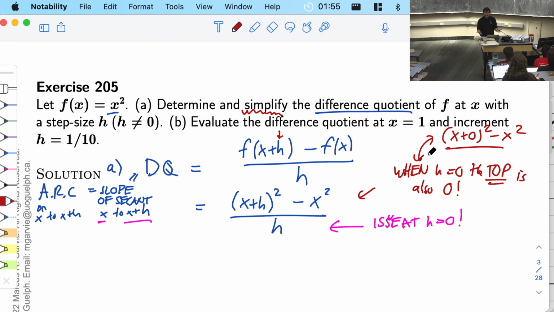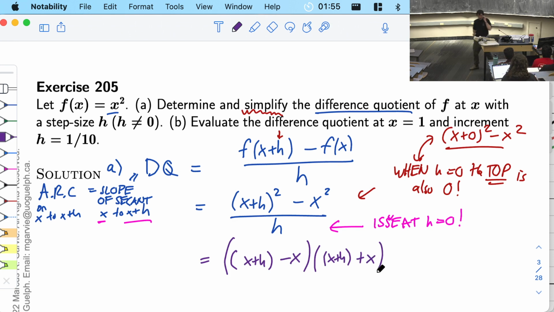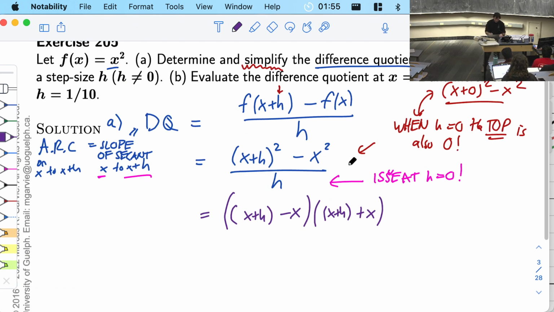Okay, so let's simplify it. This is the trick we saw last class. You have something squared minus something else squared. That's a difference of squares. So if you notice the difference of squares, you can write this whole shebang as x plus h minus x times x plus h plus x. That is the top of the fraction there. Because it's a difference of squares, you can write it in this way. This is like a nice factoring. The bottom is unchanged. The bottom is still h.